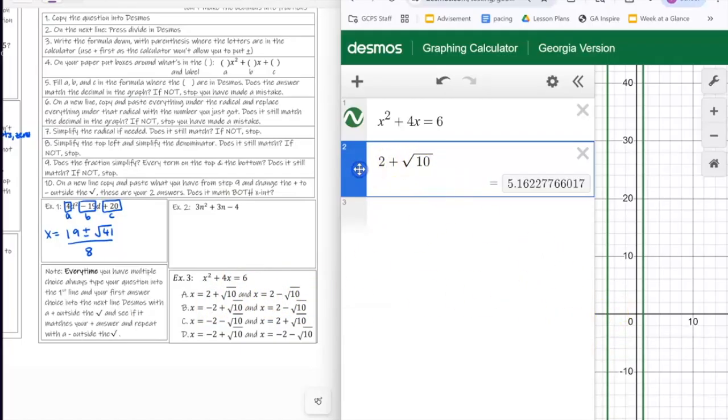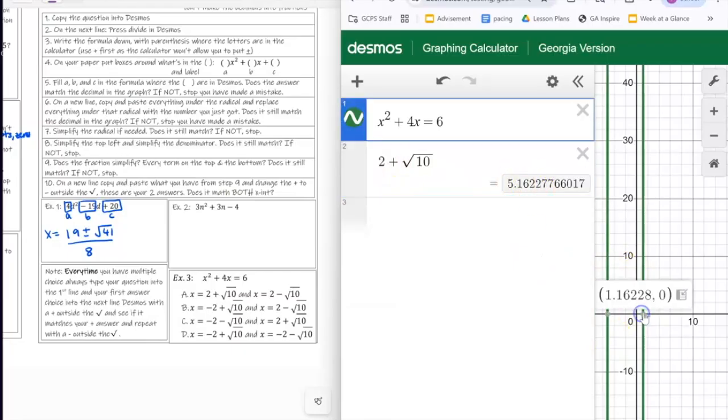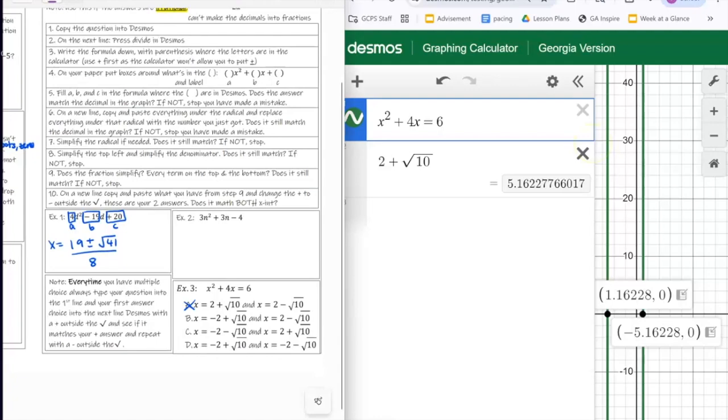So let's check that. So I need 5.167, so that one's 1.1, and this is negative. So if it doesn't even match the first one, it doesn't matter. It's not the answer because it has to match both. So that's not the answer.